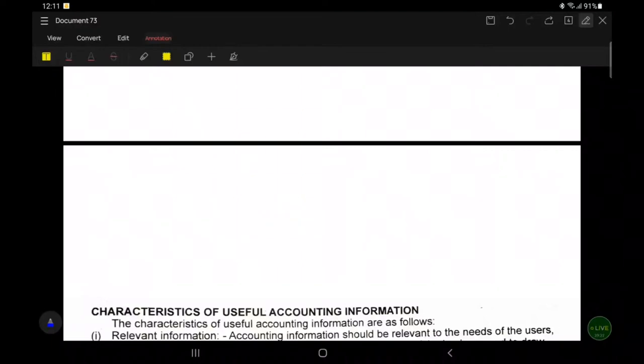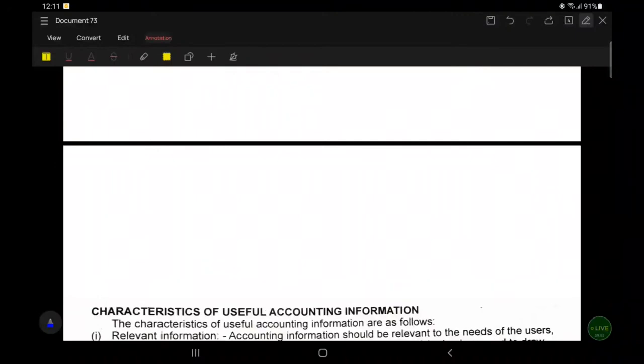Okay, Yuna is asking: are debenture holders part of shareholders? No, debentures are creditors. They are not part of shareholders. Shareholder is different from shareholders, and shareholders is different from debentures. Debenture holders are more like creditors. They provide funds to the company so that it can use them to operate its activities. I hope that is clear.